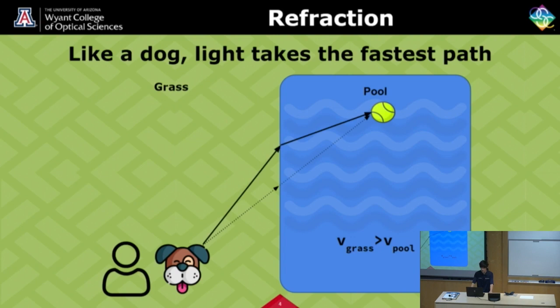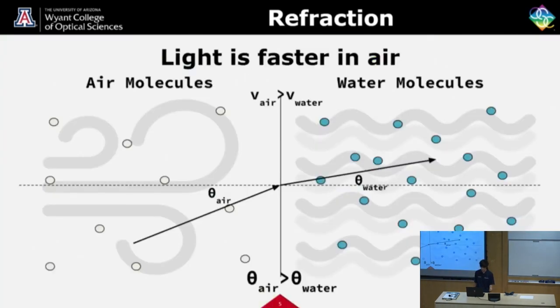And so the actual fastest path to take would be something like this, where you have a straight line to the pool, but you change directions as you enter the pool. That's because although the overall distance of this path is longer, the overall time it takes to traverse this path will be less, simply because you're shortening the amount of time you have to spend in the pool where you're slower. The same thing will happen with light, and that's why you observe this change in direction.